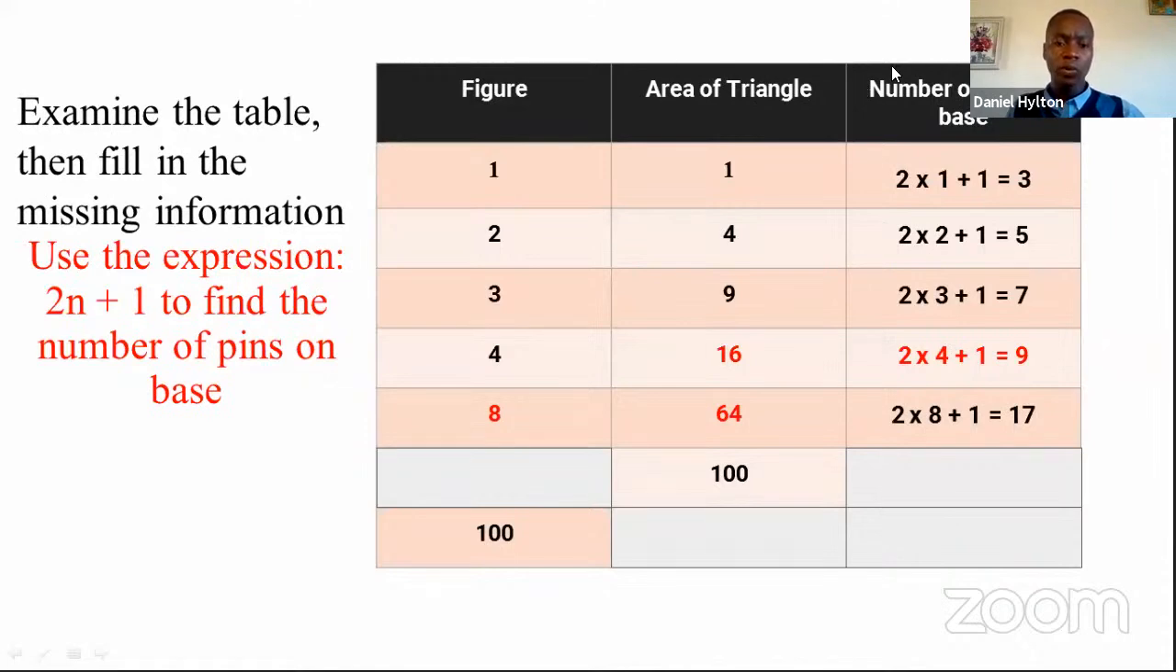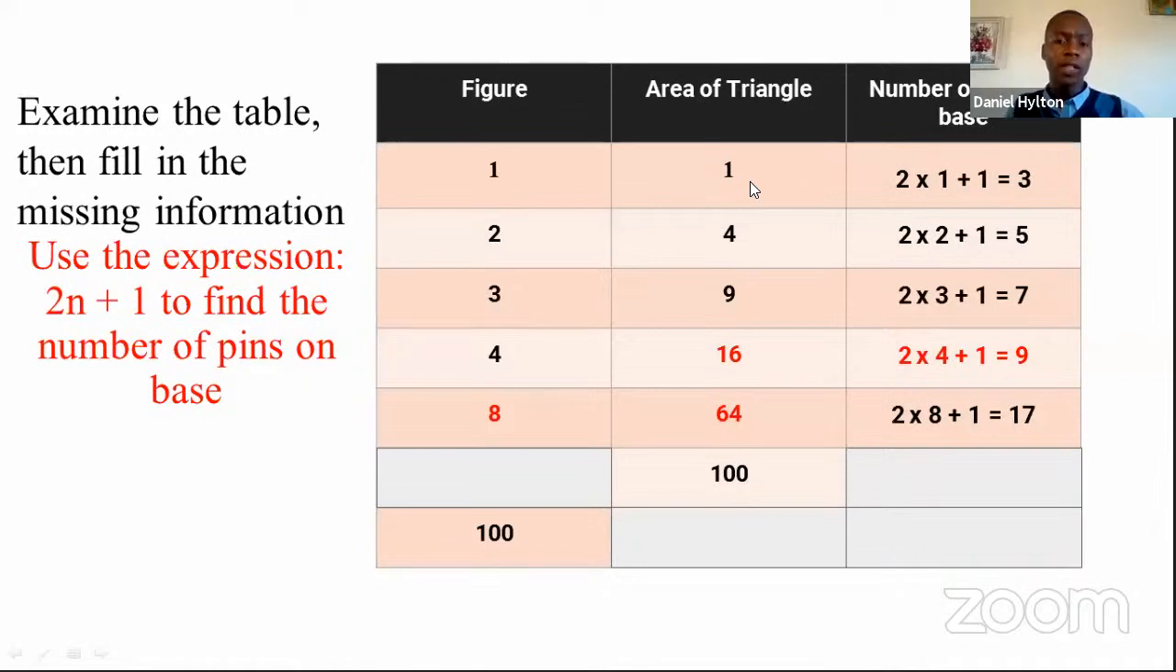So for our 6th row, we're given the area of the triangle to be 100. What's the figure number here? All right, we're seeing figure 10 coming up. Figure 10. Persons then writing the number of pins on base as well.